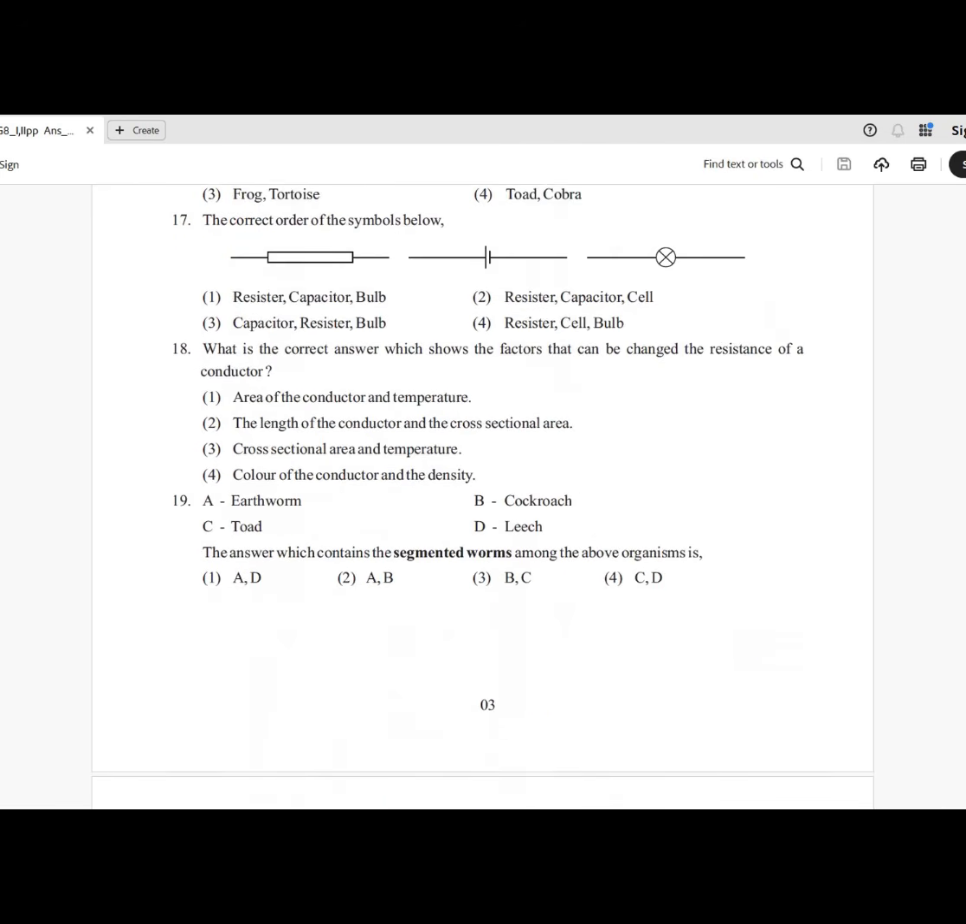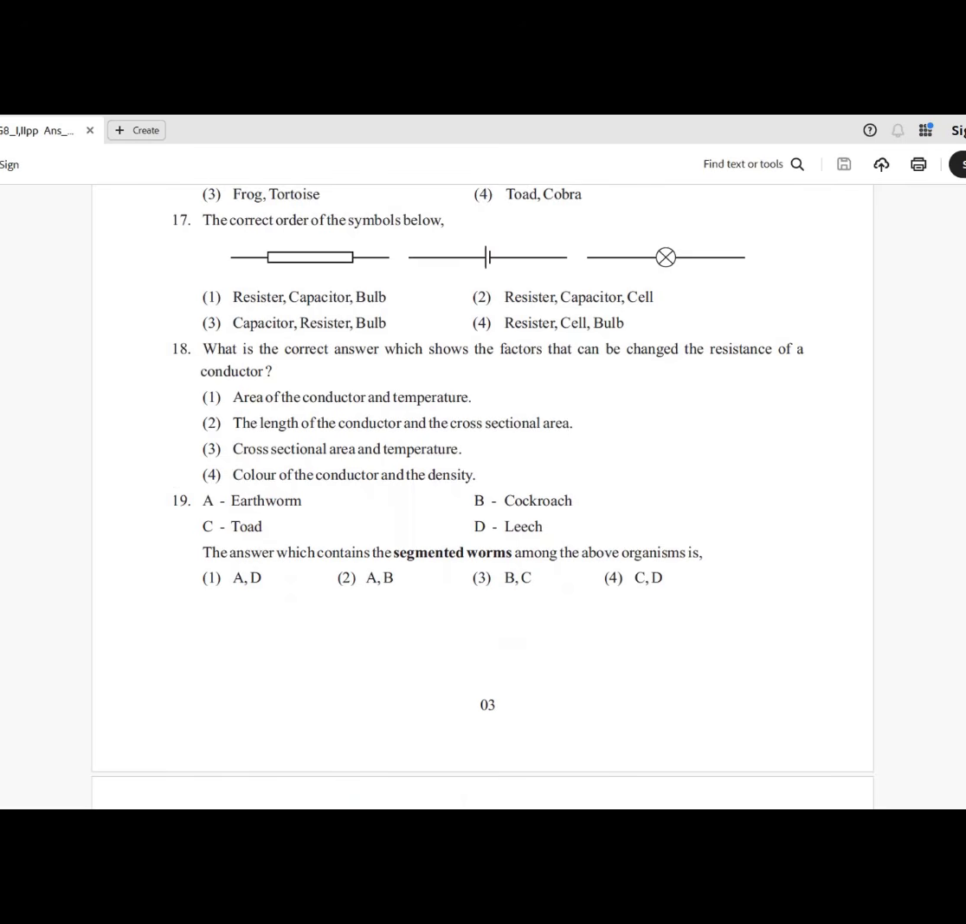Question number 18. What is the correct answer which shows the factors that can change the resistance of a conductor? 1. Area of the conductor and temperature. Number 2. The length of the conductor and the cross-sectional area. Number 3. Cross-sectional area and temperature. Number 4. Color of the conductor and the density. Answer number 2, length of the conductor and cross-sectional area. The two factors affect resistance in a wire. Longer wires and thinner wires increase resistance.